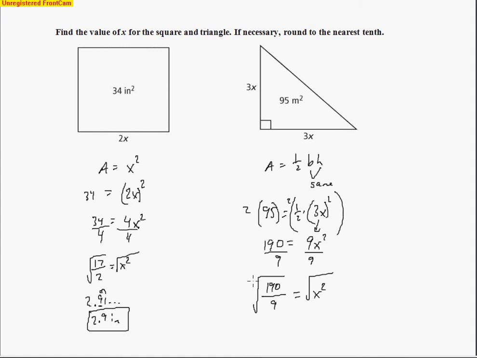So I'm going to plug into the calculator 190 divided by 9, and then I have to take the square root of that, and this is the answer I end up getting for x. So I got 4.59, and then it goes on. And I don't need any other numbers except these to be able to round to the tenths place. So there's the tenths, and 9 is big enough. So 4.6 meters is the value of x.